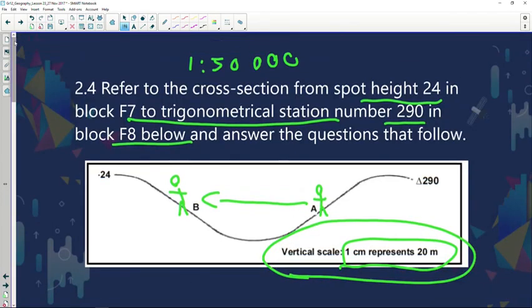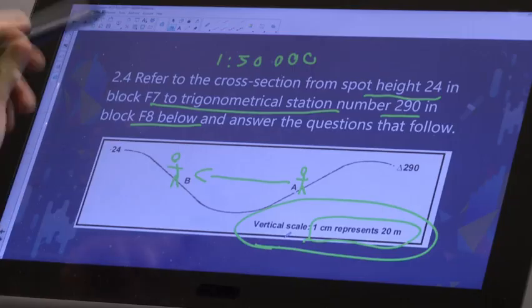Please remember to go and have a look. There's your vertical scale. The examiner will always provide you with a vertical scale. Just pay attention to which map is being used, the orthophoto or the topographical map. Okay, let's continue with our next questions.